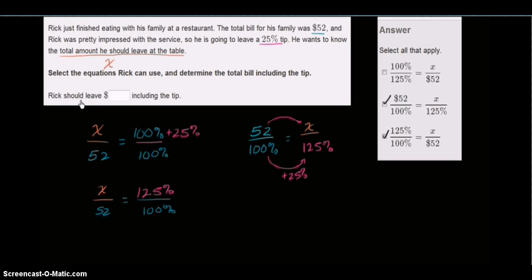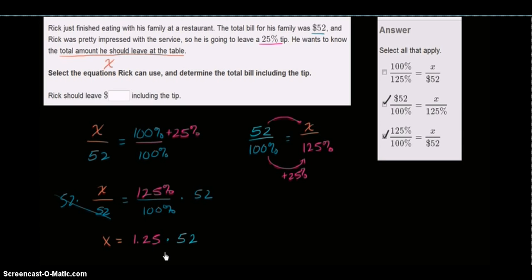But either way, our last thing to do is actually to figure out how much tip Rick should leave. So we need to actually solve for x. And we could go back to this original equation here, and if we multiply both sides by 52, we get x. X is equal to 125 divided by 100% is 1.25, times 52.